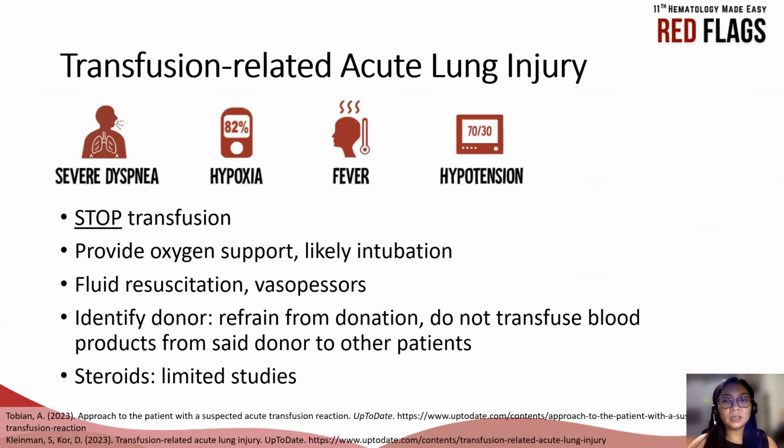Therapy for TRALI is largely supportive and may include intubation and mechanical ventilation. Among patients with hypotension, fluid resuscitation and vasopressors should be given. A subsequent evaluation is directed at identifying the donor so that individual does not continue to donate and potentially cause TRALI in other patients. The efficacy of corticosteroids has not been tested in prospective clinical studies, and the limited anecdotal evidence for it is unconvincing. Thus, it is not recommended to use corticosteroids when TRALI is suspected.